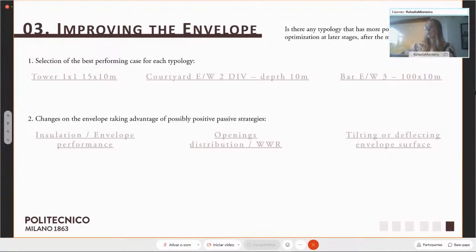And we will play with 3 aspects of the building: the insulation and the envelope performance, the opening distribution and the WWR, and the envelope surface by tilting or deflecting it. And then we compare to the results of chapter 2 to see how much they have improved.